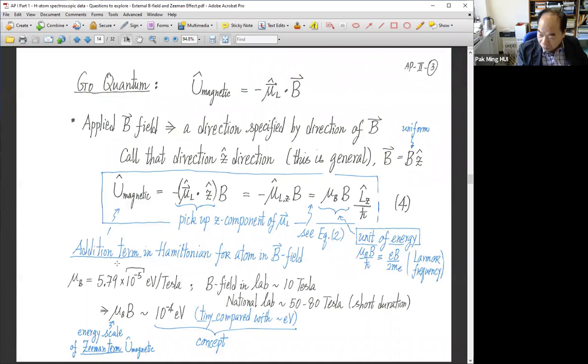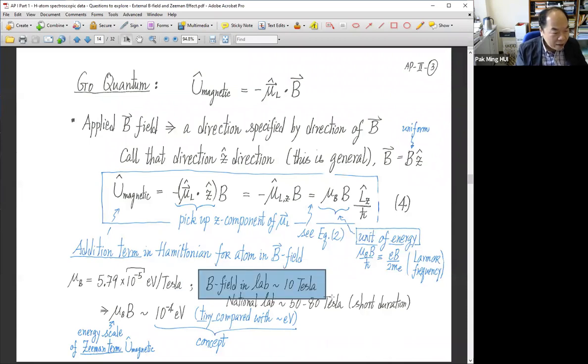Here, I give you the value. You can remember it as 10 to the minus 4 eV per tesla, or 10 to the minus 5. 10 to the minus 4 will be more generous, make it slightly bigger so that you can still claim the effect is tiny at the end. The point is, how big a field can you apply in the lab?